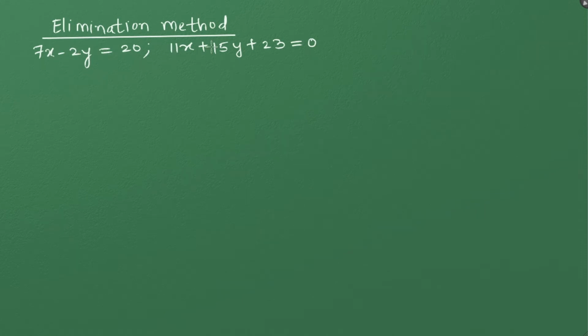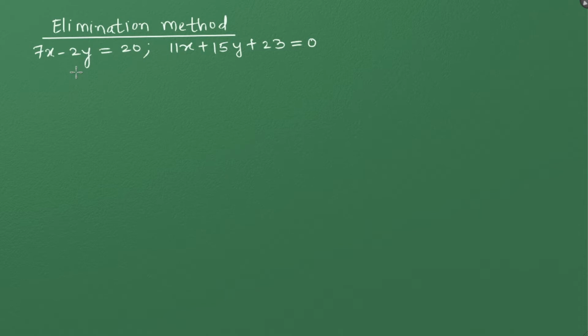Elimination method is one of the methods to solve simultaneous linear equations to get the value of x and y. In this method, we eliminate one of the unknowns. Now here the unknowns are x and y. So in elimination method, either we eliminate x or we eliminate y.